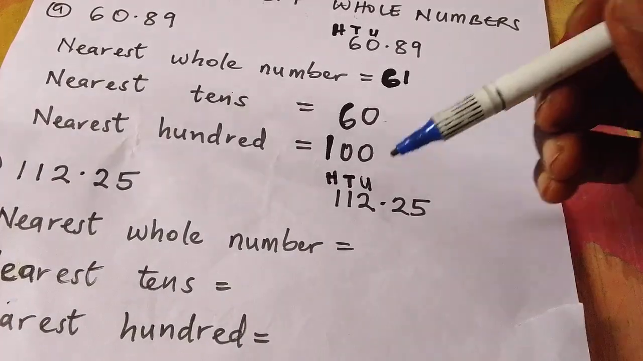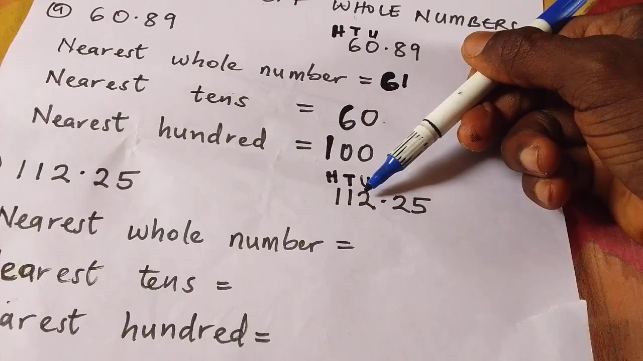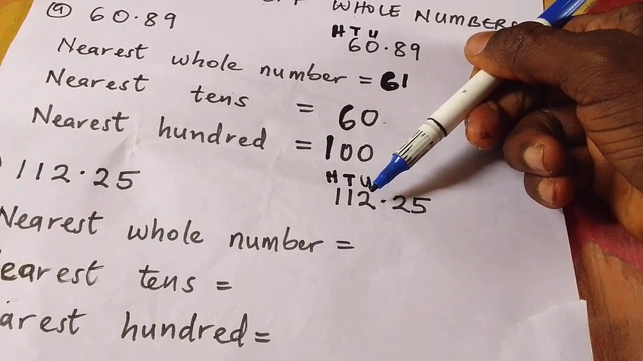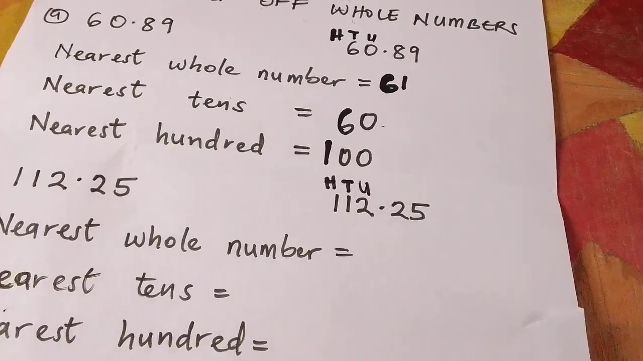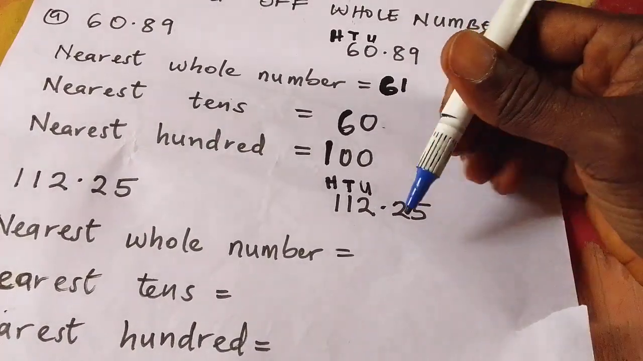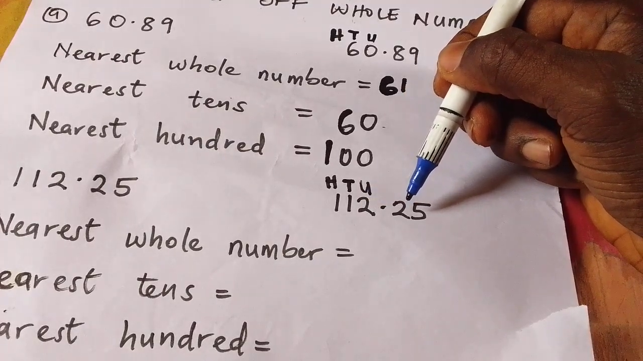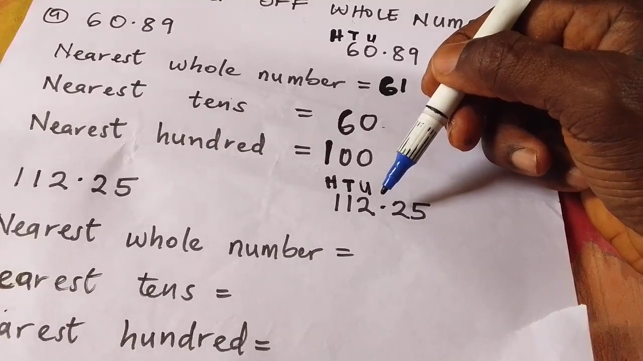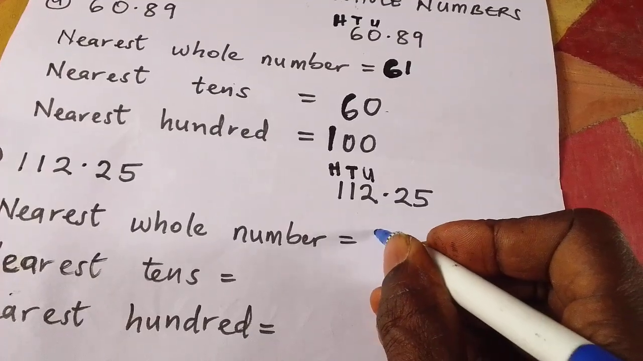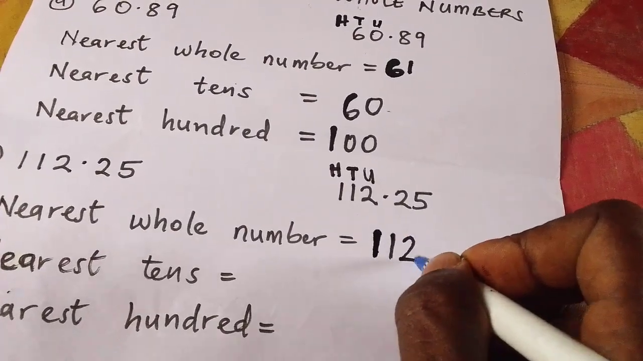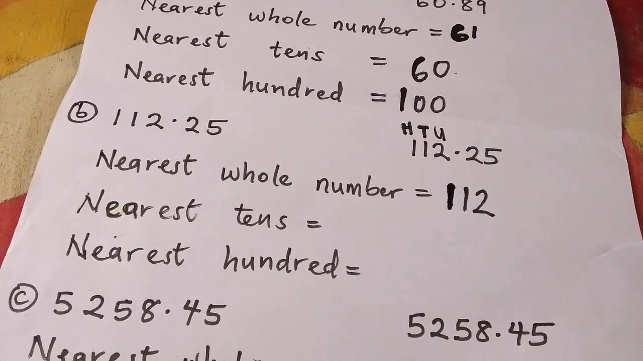Under the unit, after this unit we are having the decimal. The number after it is 2. Decimals are cut off, but before you cut this decimal off, you check the next number, which is 2. You realize that this is not up to 5. Because of that, you can easily cut it off. So to the nearest whole number, you will be having 112.